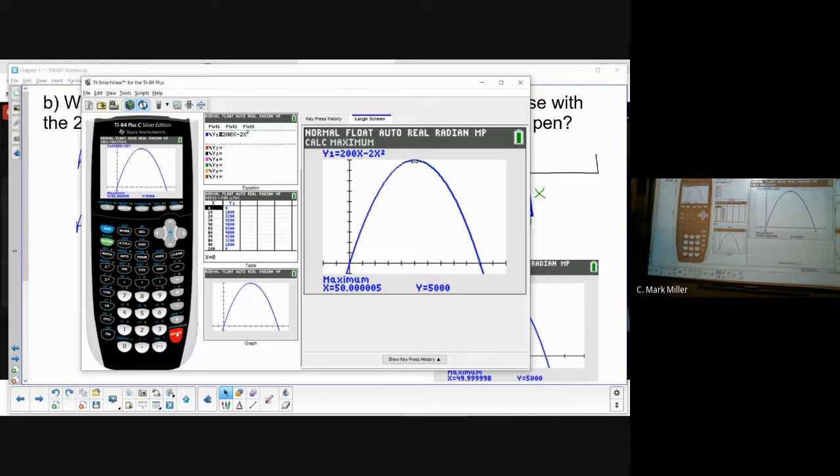Do you have a question? I came out with 49.999. Yeah, it's 49.99987 or something. Rounded to like 2 or 3 decimal places. That's very common, actually. Mine didn't come out to 50 exactly either.